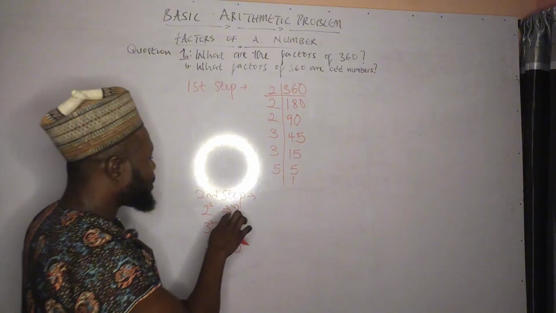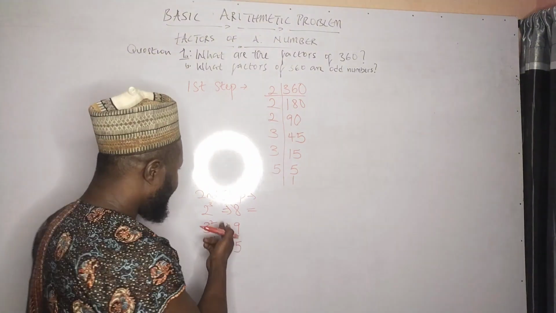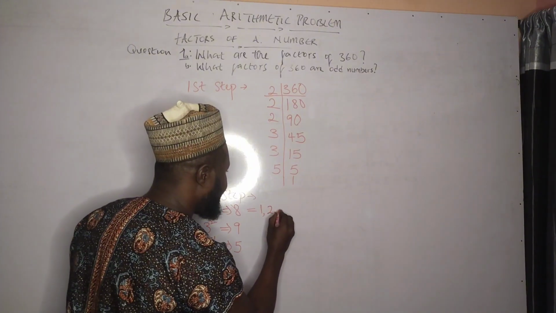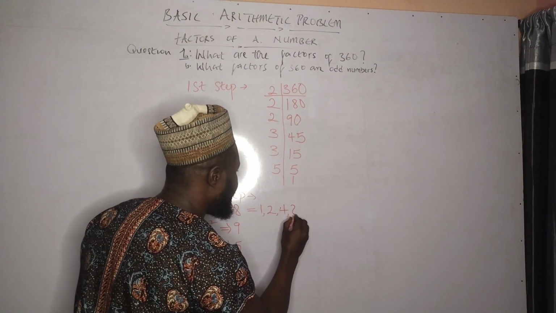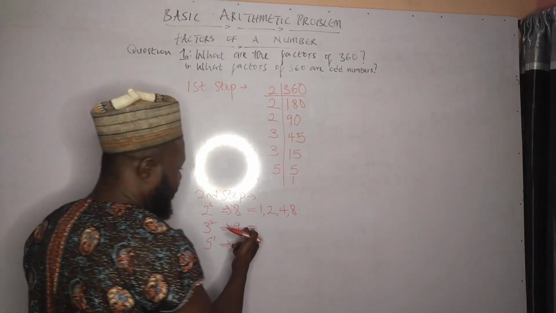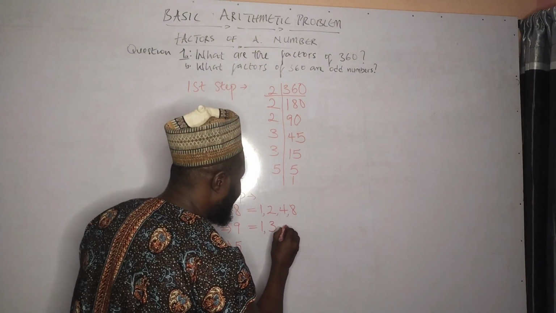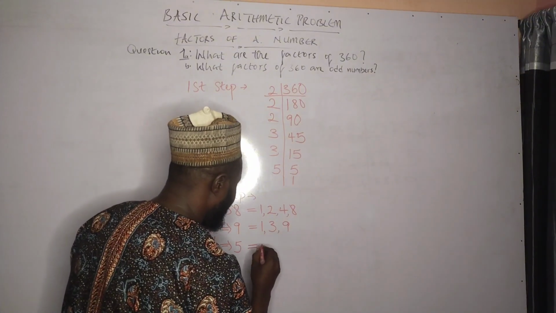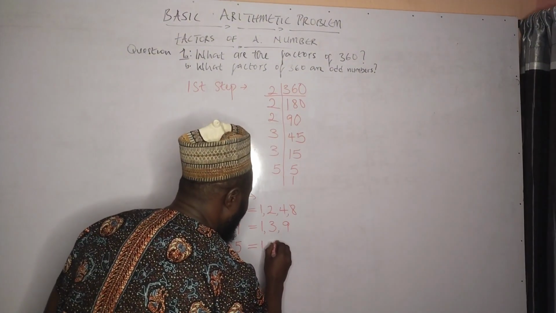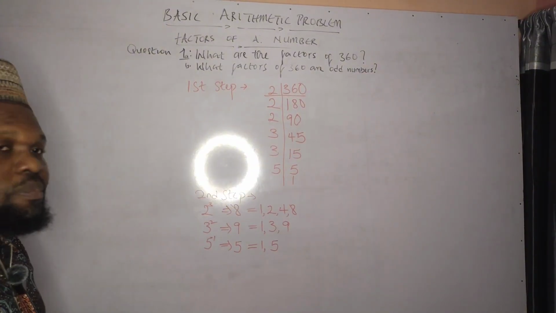Right? Now, what are the factors of 8? 1 is a factor of 8. 2 is a factor of 8. 4 is a factor of 8. While 8 is also a factor of 8. Right? What are the factors of 9? 1 is a factor of 9, 3 is a factor of 9, and 9 is also a factor of 9. Right? What are the factors of 5? 1 is a factor of 5, and 5 is also a factor of 5. We are done with the second step.